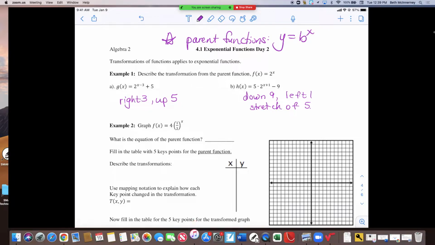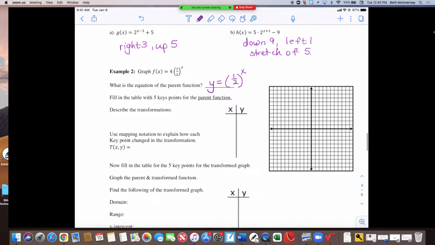So in example 2, it says we want to end up graphing f of x equals 4 times 1/2 to the x. What is the equation of the parent function? Well, the parent function is going to be y equals, my b value is 1/2, so it's going to be y equals 1/2 to the x. So we're going to fill in a table with 5 key points to the parent function. In exponential functions, the domain is negative infinity to infinity, so that's why we do negative 2 to 2.